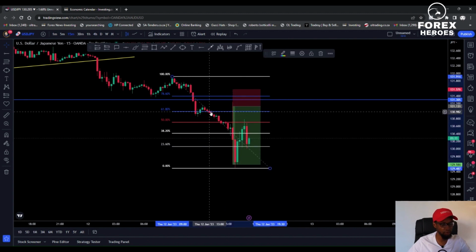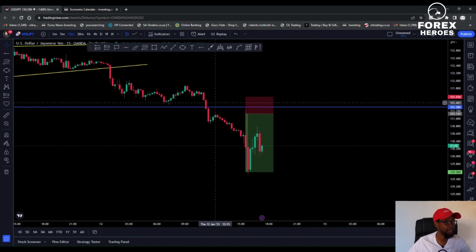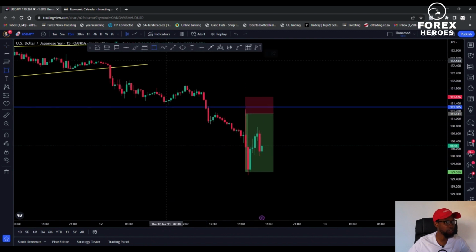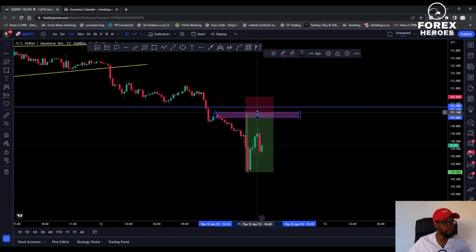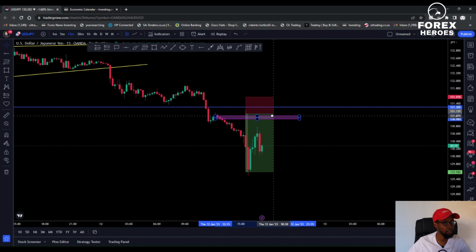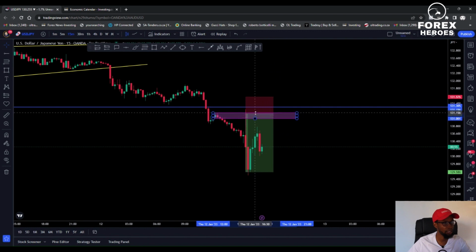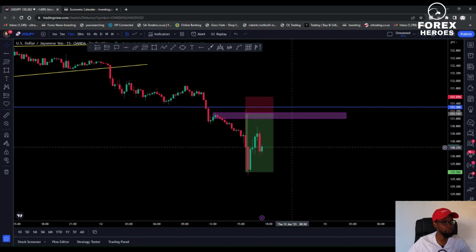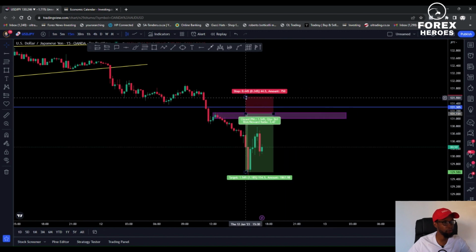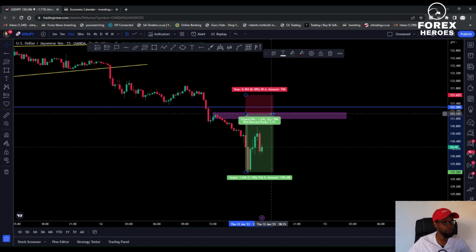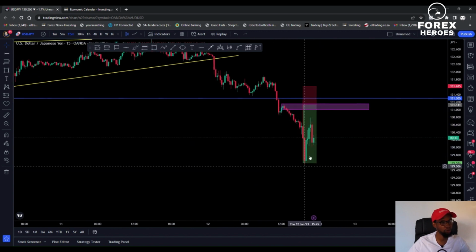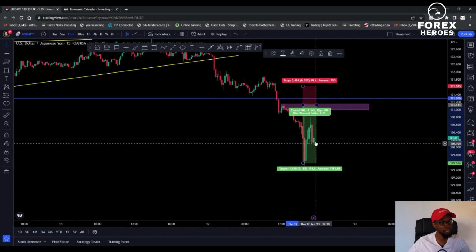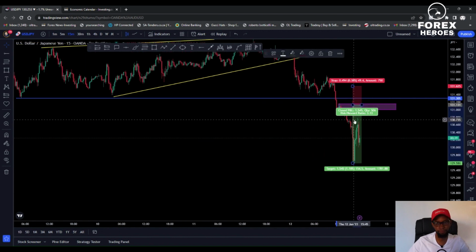pushing it to the downside, and I want to show you why we had our entry here. Because of this level here. So this last bullish candle showed me that I have to sell here and then put my stop loss above here. So that's how we managed to capitalize on this move, going to the downside. You can see we profited 150 pips.